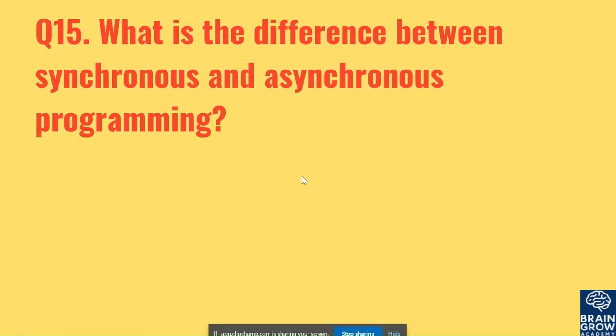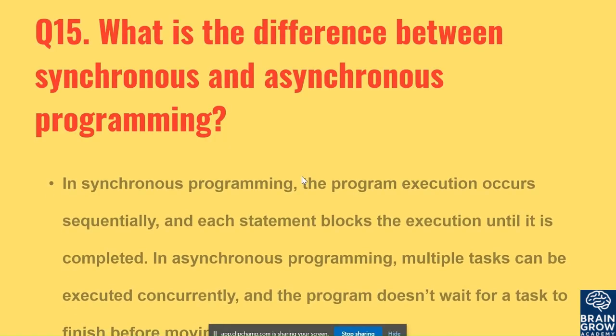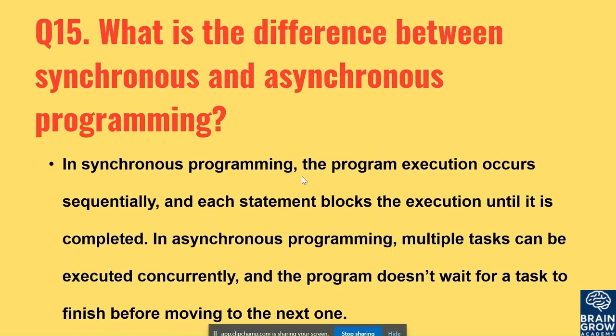And what is the difference between synchronous and asynchronous programming? In synchronous programming, the program executes sequentially, and each statement blocks the execution until it is completed. In asynchronous programming, multiple tasks can be executed concurrently, and the program does not wait for a task to finish before moving to the next one.